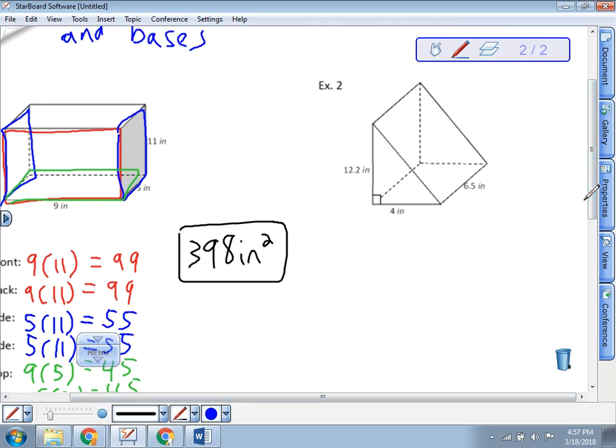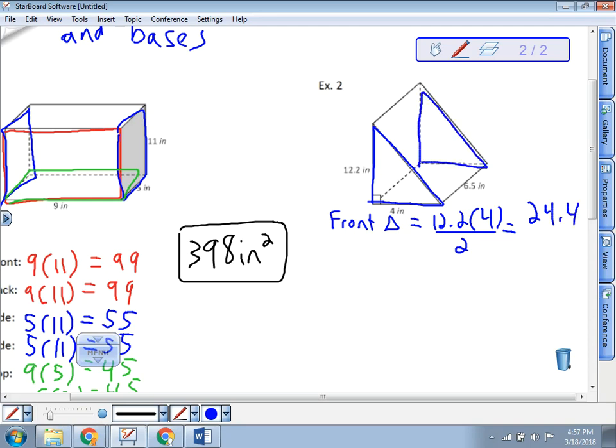Again, we've got the front triangle and the back triangle. Let's do the front triangle first. That's this one right here. It's a right triangle, and we know the base and the height. We're just going to divide by 2. So that's going to be 12.2 times 4 divided by 2. That's how you find the area of a triangle. When you do that, you're going to get 24.4. Well, guess what? That's going to be the same as the triangle in the back, so I'll say back triangle equals 24.4 as well.